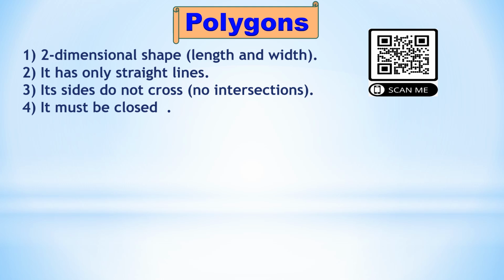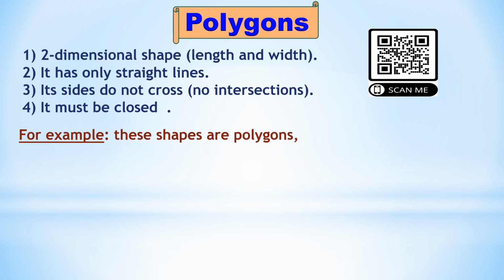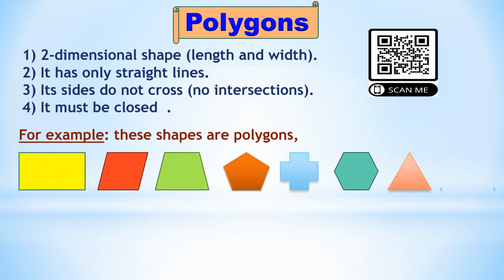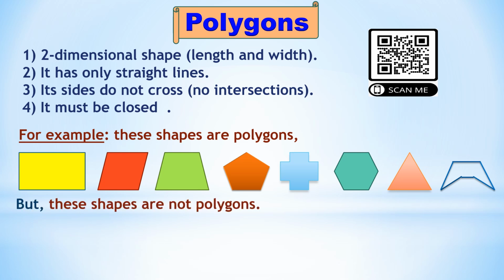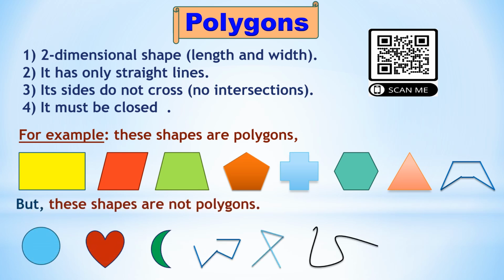Okay, let's see some examples. These shapes are polygons. All of these shapes have these 4 conditions, but these shapes are not polygons. We may see here in these shapes, which are not polygons, some curves or some intersections, or they are open, so they are not polygons.